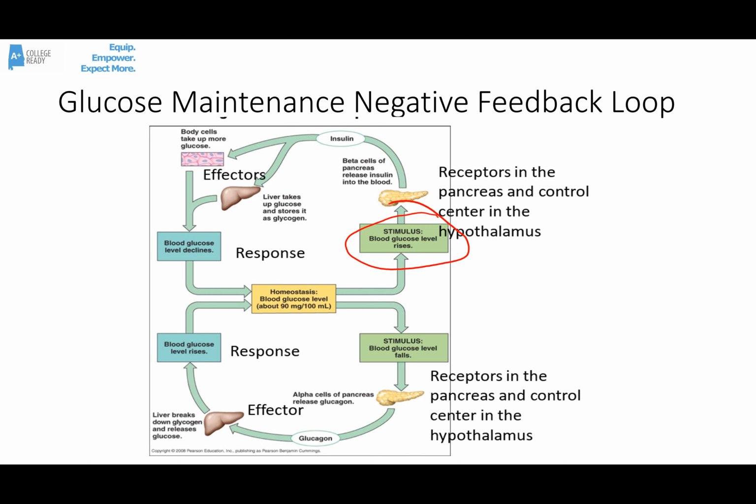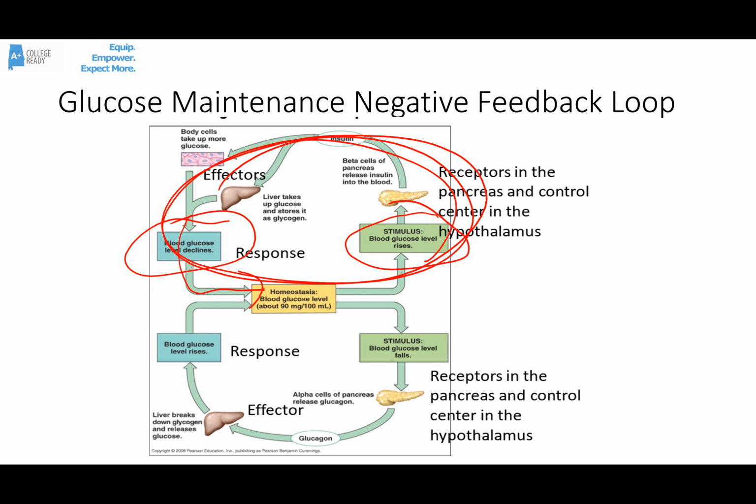This causes blood glucose levels to decline. So that's your response, always pushing back down to normal. And this loop will continue until the blood glucose levels get back to this homeostatic set point, at which time the pancreas stops releasing insulin, which means that the liver and the cells stop taking up glucose from the body fluids in the blood.